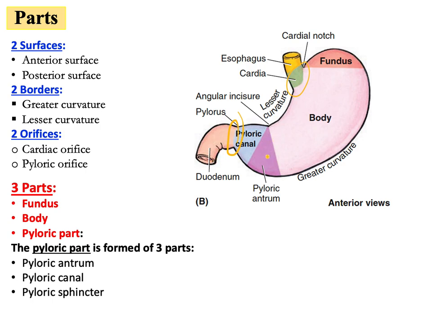So back again, if we want to get more details about the pyloric part, we mentioned that it is composed of the 3 parts: fundus, body.